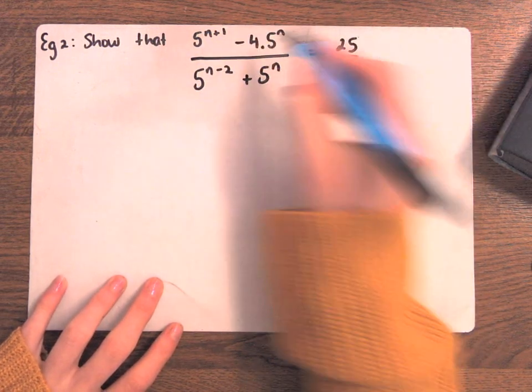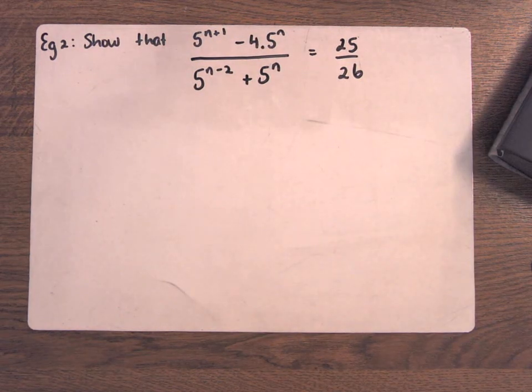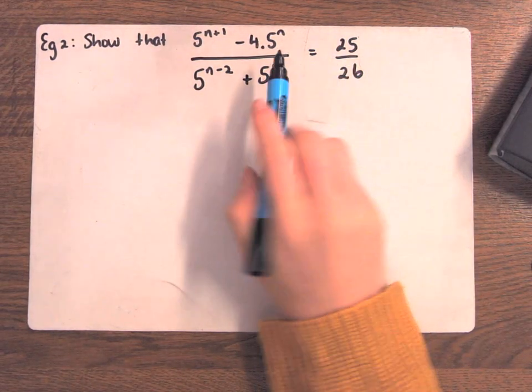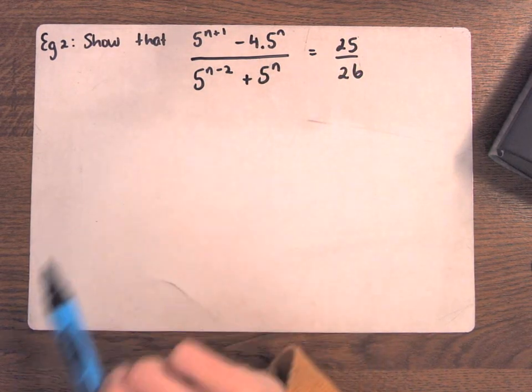So show that this thing equals 25 over 26. Now, that's given to you in the question. It doesn't mean you have to use it. You can just use multiply or brackets.